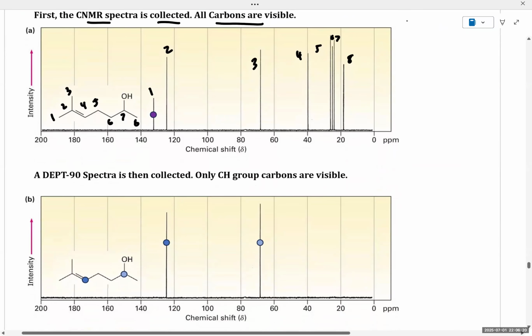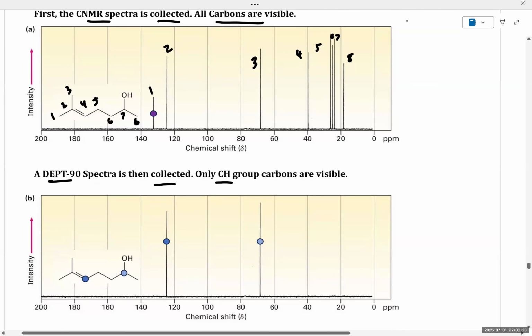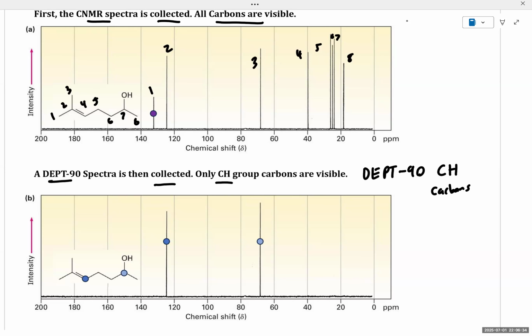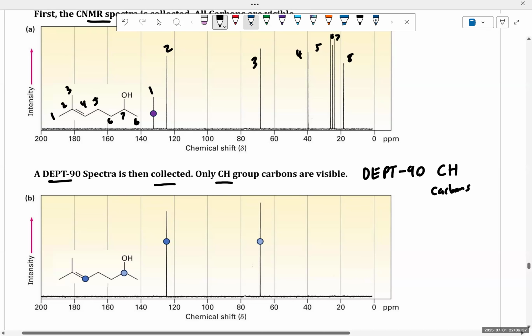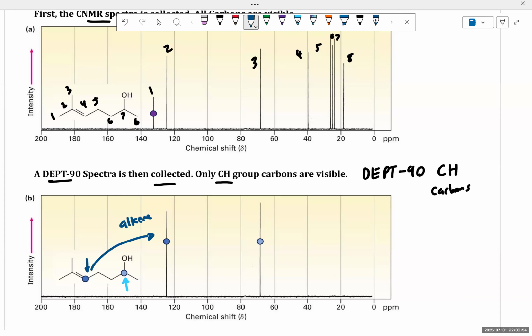Next, a DEPT 90 spectra is collected where only CH group carbons are visible. So DEPT 90 is selective for CH carbons. This is why, for example, when the DEPT 90 spectra is collected, only these two carbon NMR signals are observed. One corresponding to the alkene CH carbon, the other corresponding to the alcohol CH carbon.